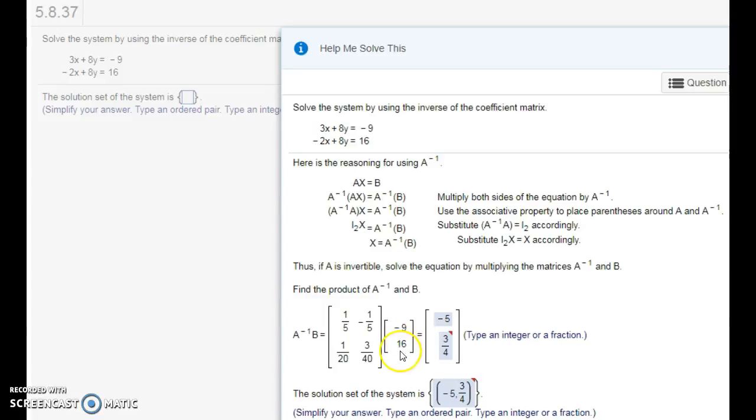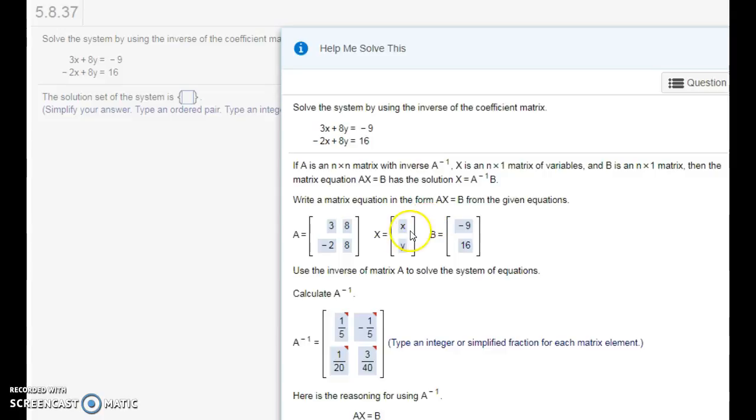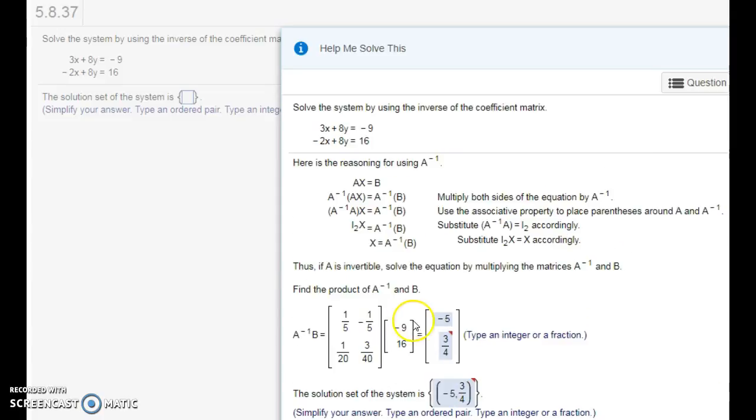Okay, so we write that and multiply it by B, and you just do the row times the column, and you'll get negative 5, and then you do the second row times the column, and you get 3/4. And that is equal to X, so we know that the first row of X, whatever variable that was, and it was our X, X equals negative 5, and the second row, which was Y, equals 3/4. So that is our solution.